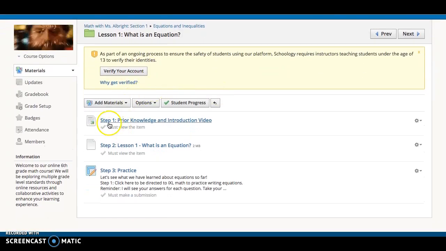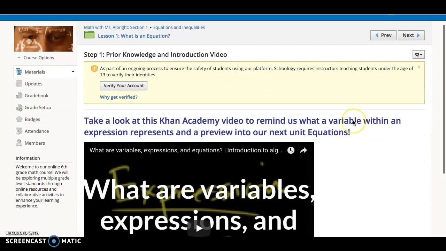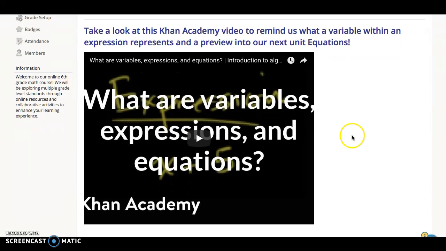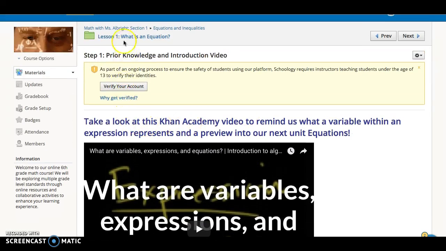If we take a look, step 1 is always watching a video or reading some type of notes for the students to be introduced to the idea. In this case, I embedded a Khan Academy video. And students, after watching this video, will realize that this connects directly to our prior unit, which was on expressions, and that's also what our pre-assessment was on, where students had to set a goal with how they felt they would do in our new unit.